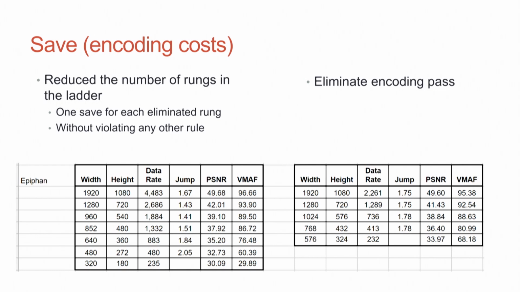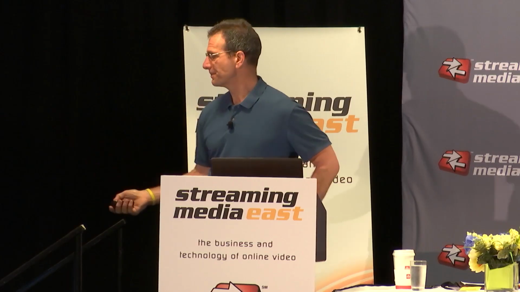And a save is anytime you cut rungs from an encoding ladder. Because why? Because you're saving bandwidth costs, not bandwidth, you're saving storage costs and you're saving encoding costs. You're not encoding as many rungs.